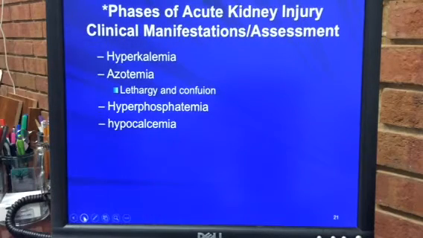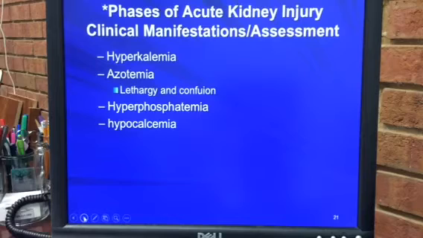You also can expect hyperkalemia in the oliguric phase because the kidneys are responsible for eliminating 80 to 90% of your potassium that is in excess of what you need. Azotemia can produce lethargy and confusion.